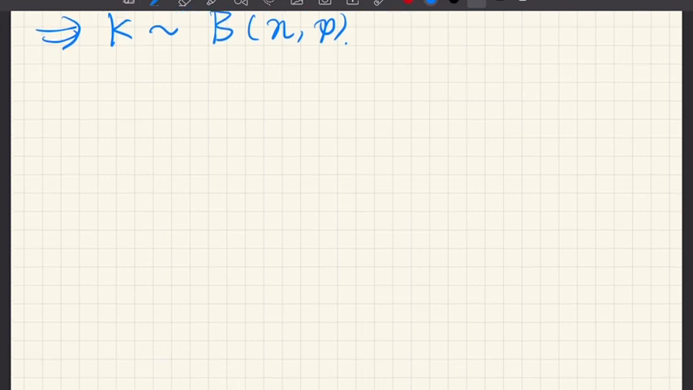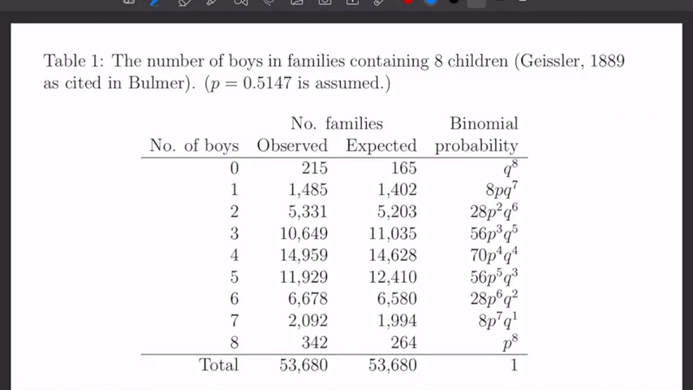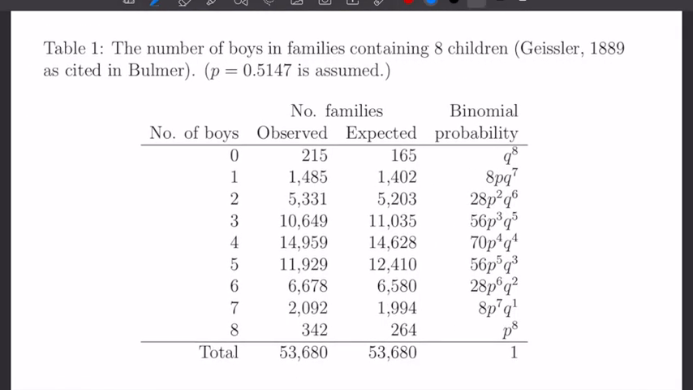Let's see another example of a binomial distribution. Okay, this is an interesting example. The number of boys in families containing 8 children. So this is old data, say 19th century. So at that time, people had many kids. So in a family that has 8 children, what is the number of boys? What is the distribution of the number of boys? Okay.